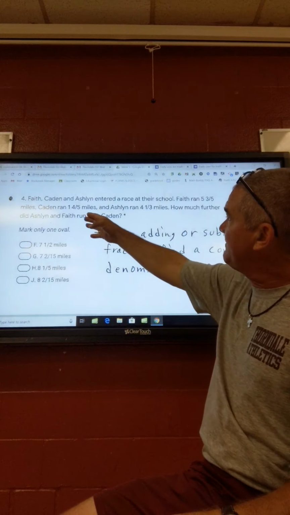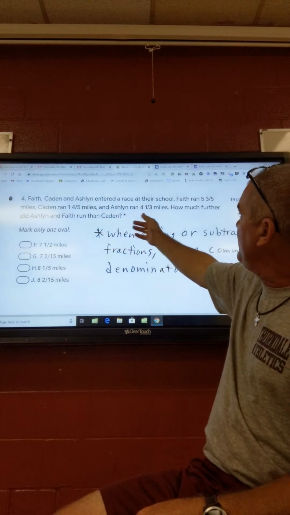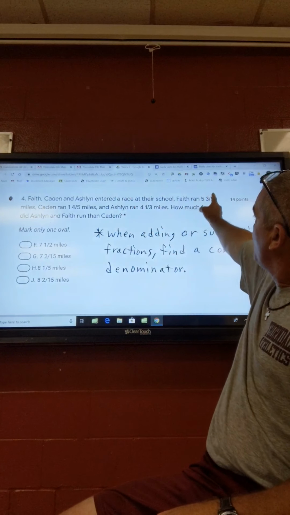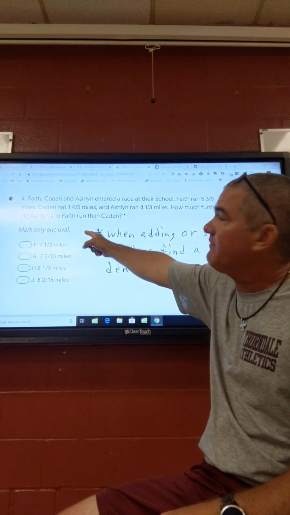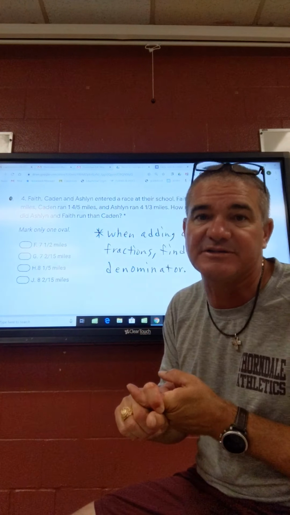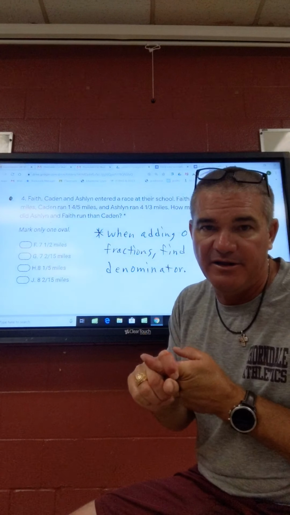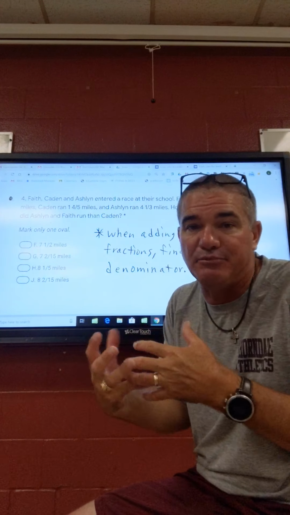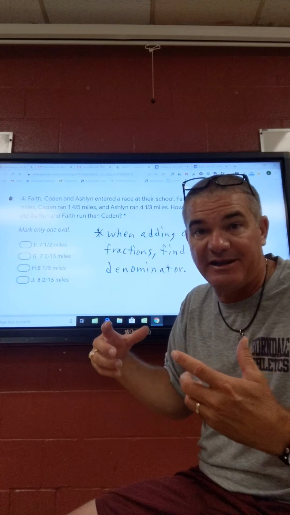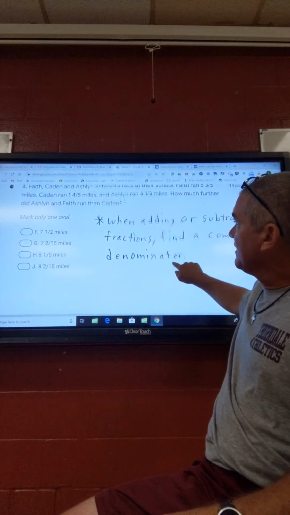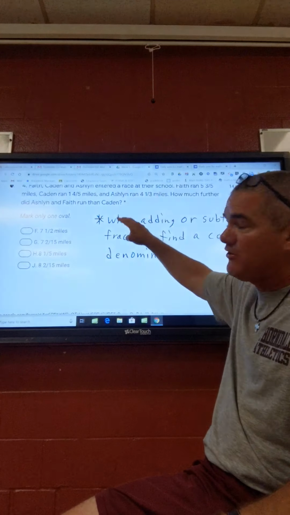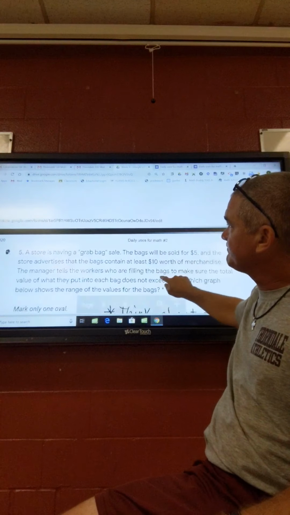All right, Faith, Cadence, and Ashland all ran. And it says, how much further did Ashland and Faith run than Caden? So they're set up 5 3/5, 1 4/5, and 4 1/3 miles. When you're adding or subtracting fractions, you have to find a common denominator. That way we're comparing apples to apples, oranges to oranges. We can't compare apples and oranges. It doesn't make sense. Make sure your answers make sense. Then answer what the question asked for: how much further did they run together compared to Kate?